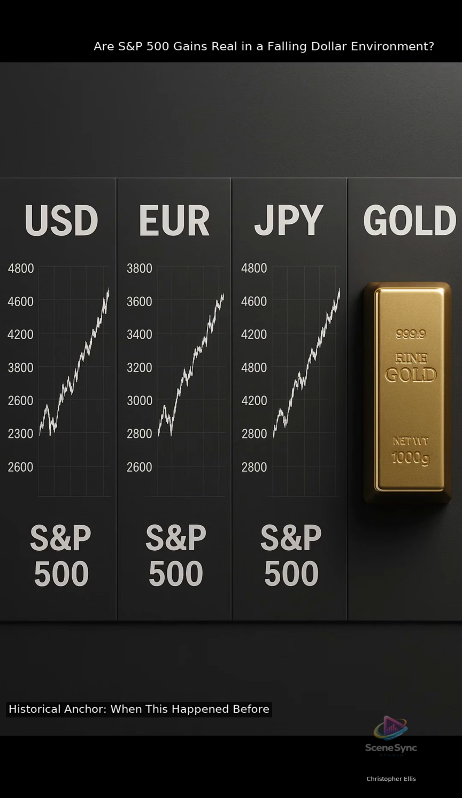Let's put numbers on it. Suppose the index rises 10% in dollars, while the dollar falls 8% versus your home currency. Your effective gain is closer to plus 2% before inflation, because the currency move offsets part of the market gain. Now add inflation. If inflation is 3%, that gain turns negative in real purchasing power terms.